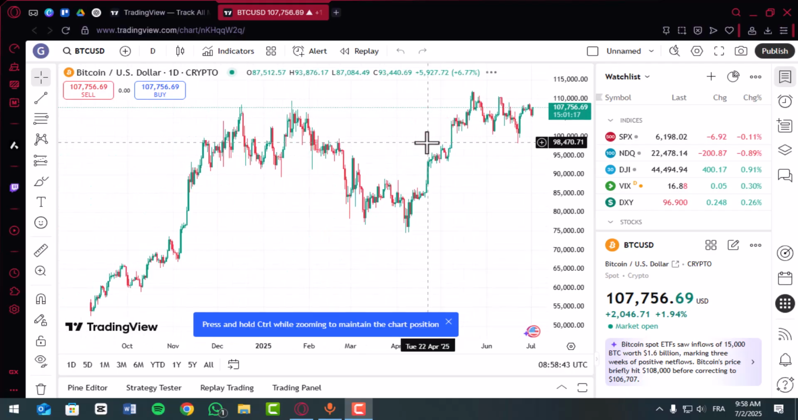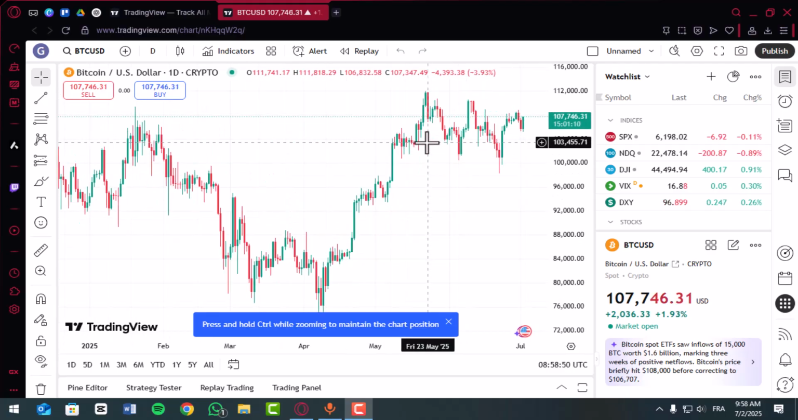Zoom in, zoom out, and adjust the chart layout to your preference. And that's how you read charts on TradingView. Whether you're trading crypto, forex, or stocks, this is the foundation every trader needs.